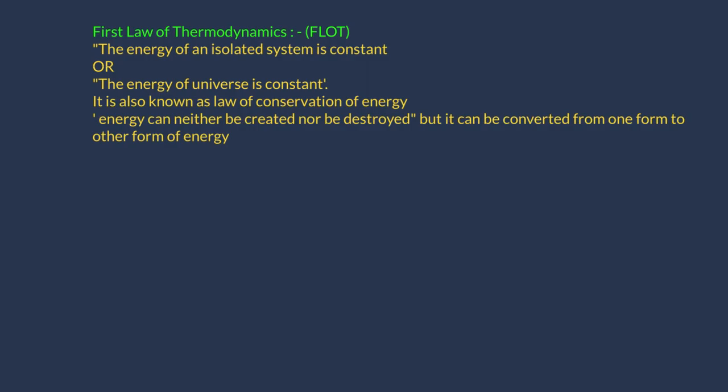Hello everyone, today I want to explain the first law of thermodynamics. The energy of an isolated system is constant, or the energy of the universe is constant, because the universe is an isolated system. It is also known as the law of conservation of energy. Energy can neither be created nor destroyed, but it can be converted from one form to another. This is called the first law of thermodynamics.